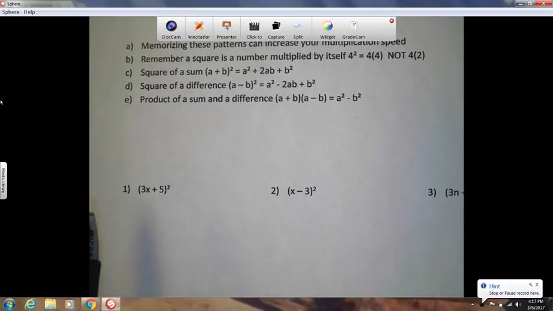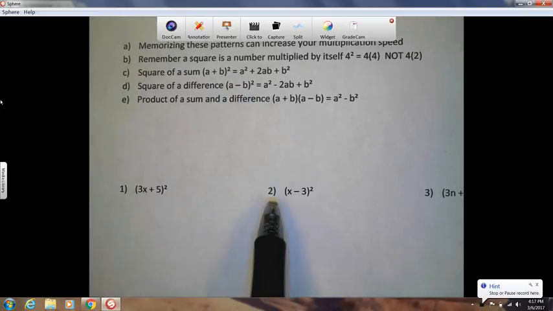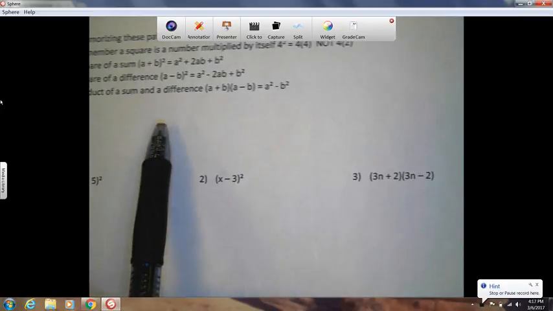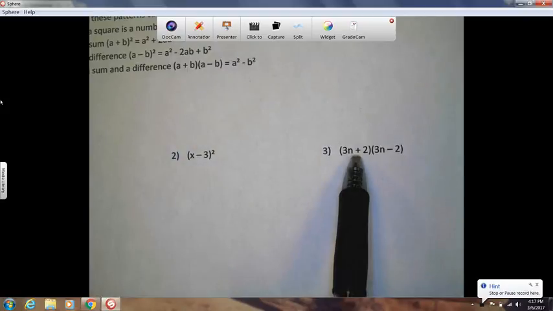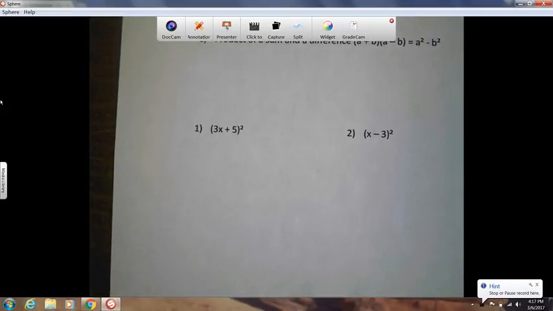Number two, square of a difference. A difference is a subtraction, so this is like number two. And then letter E is a product of a sum and a difference. So right here, this is a sum, this is a difference. Notice how the terms are the exact same. So first I'm going to show you how to do it the long way, and then help you see if you can multiply it out.